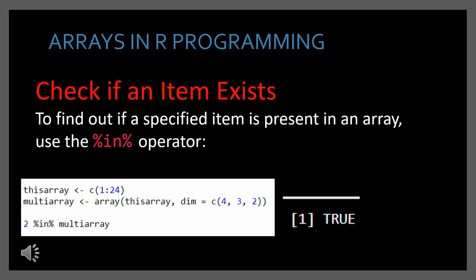To check if an element exists, to find out if a specified item is present in an array, we can use the %in% operator. So 2 %in% multi-array means if it is present, it will give true, otherwise it will give false. The same array multi-array has the dimension 4, 3, 2. Here we are checking whether the value 2 is present in this multi-array. It is present, so the answer is true.